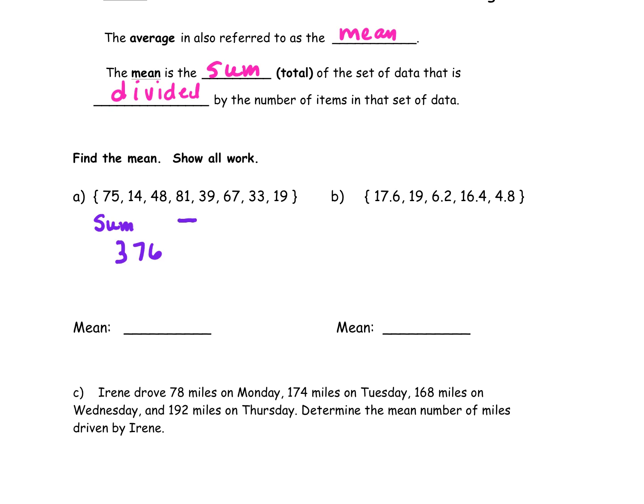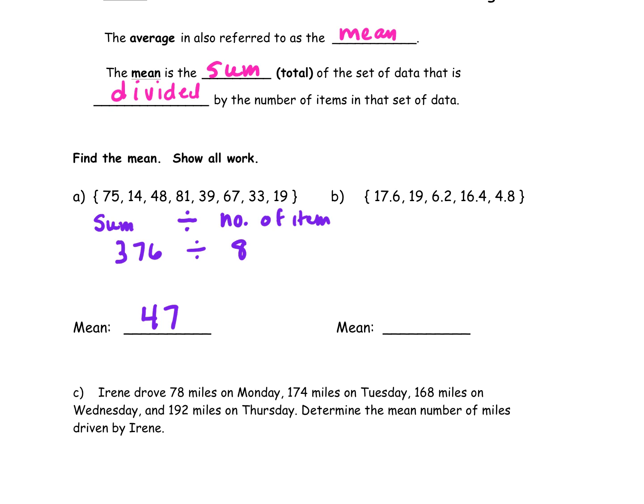And then we're going to divide that sum, or total, by the number of items. And in this case, there's 8 separate data items. So we're going to divide by 8. So the mean, or average, of this data is 47.